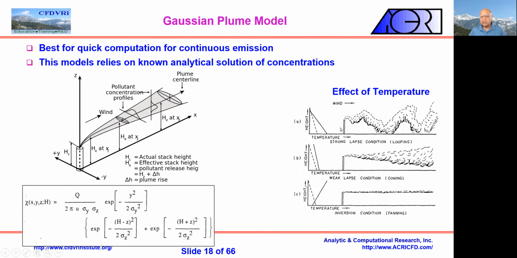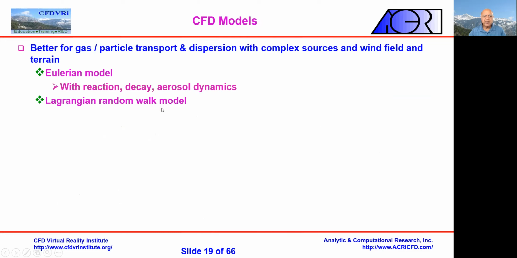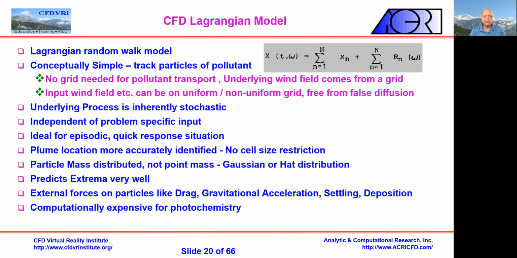And then, of course, during certain conditions, such an application may have problems. For example, if you had a strong lapse condition, then this is what the plume actually looks like. So this will not be very valid. Now, when you come to the CFD models, these are much better for gas and particulate transport and for complex sources in wind fields and all kinds of variations. So the Eulerian models can also deal effectively with reaction, decay, and aerosol dynamics, but Lagrangian models, on the other hand, have certain advantages. So let's talk about those.